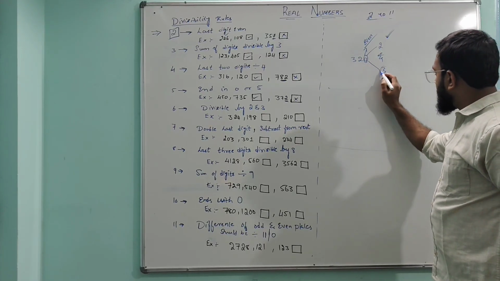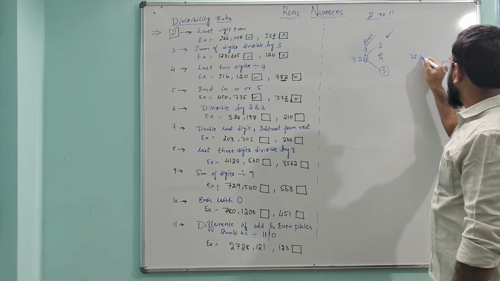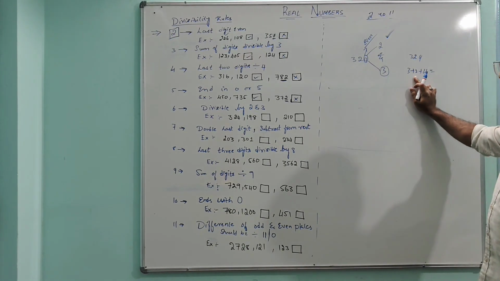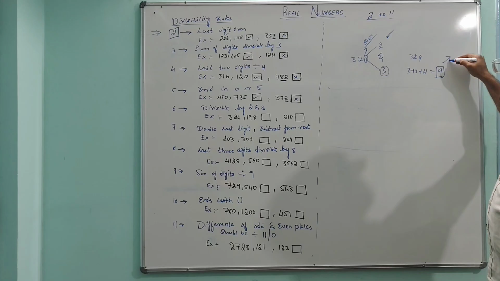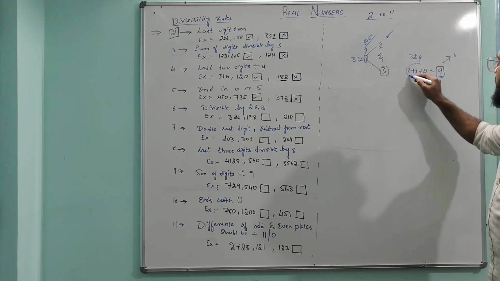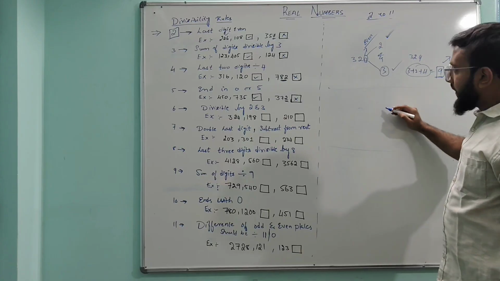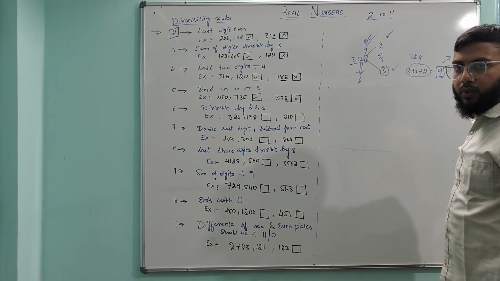But for the divisibility of 3, we have to add up all the digits of this number. 324. 3 plus 2 plus 4. How much? 3 plus 2 is 5. 5 plus 4 is 9. If this sum is divisible by 3, then the whole number is said to be divisible by 3. Now, both are satisfied. Hence, this given number is divisible by 6.